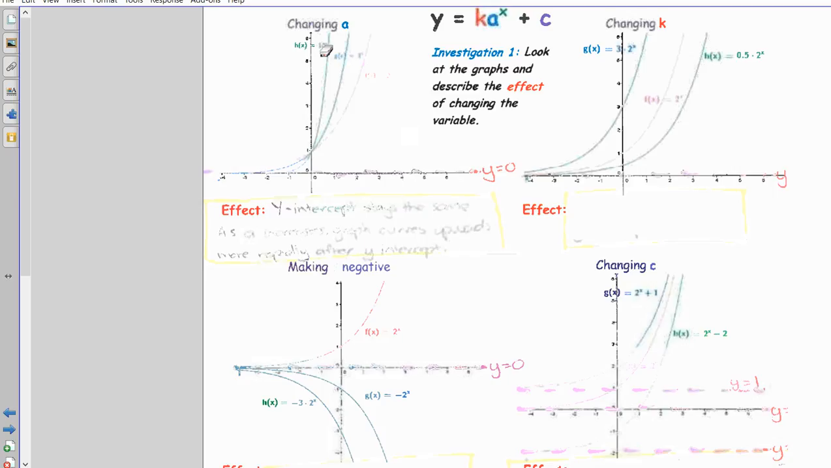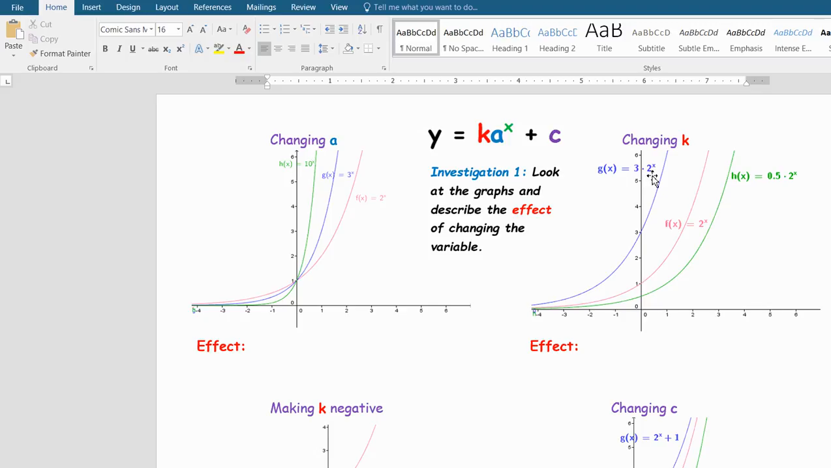Next one, so that was changing a. What happens if we experiment with changing values of k? So different values of k, notice my a is always 2 for all of these. I'll go back to the original one so you can see it a bit better. Notice a is 2 for all of these, but I'm sometimes putting k here. k is 1 for this one, k is 0.5 for this one, k is 3 for that one.